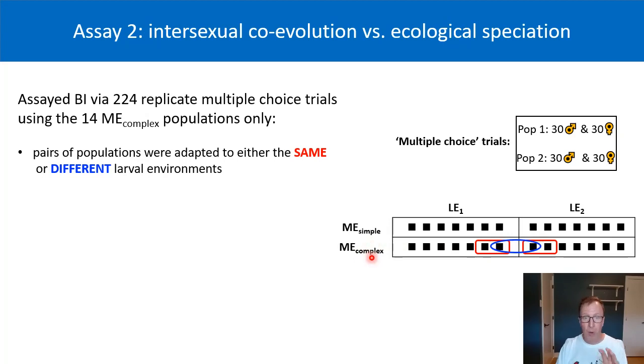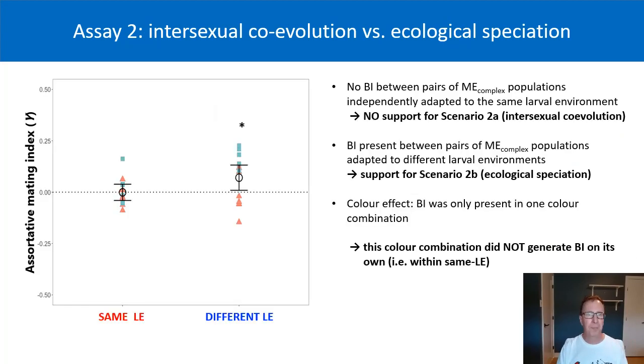Here again, we're focusing only on the complex environment that is conducive, based on assay 1, to the evolution of behavioral isolation. And what we found were results inconsistent with scenario 2A, intersexual coevolution. That is, there was no evidence of any assortative mating between pairs of populations when they came from the same larval environment. But there was evidence of positive assortative mating, behavioral isolation, when the pairs of populations came from different larval environments. So support for scenario 2B, that is, adaptation to different larval environments generates behavioral isolation as a byproduct.